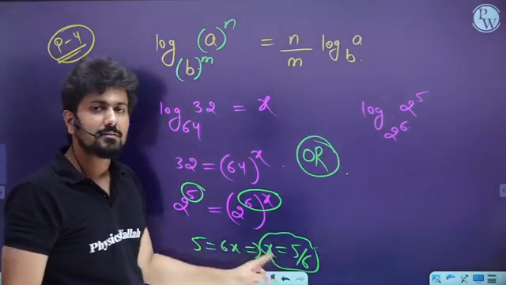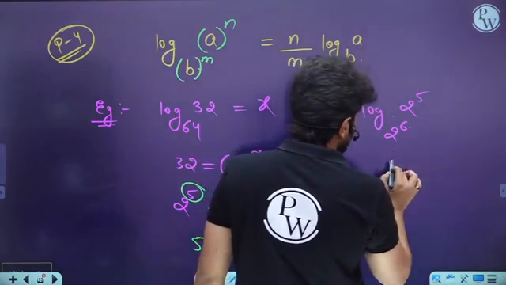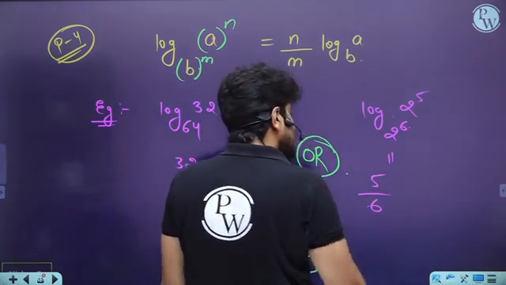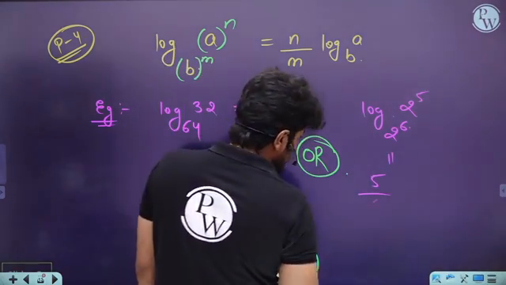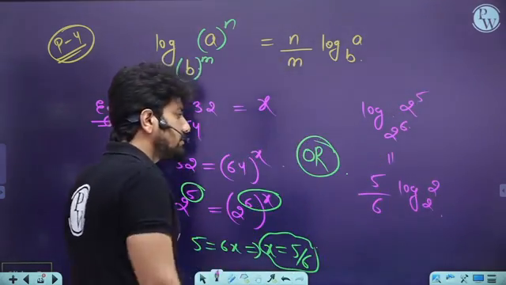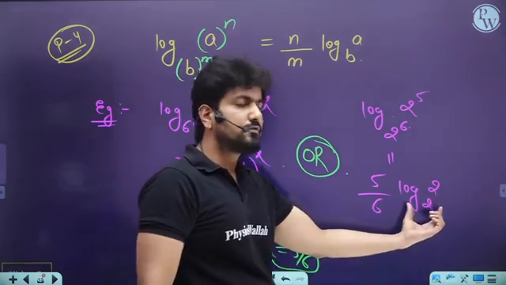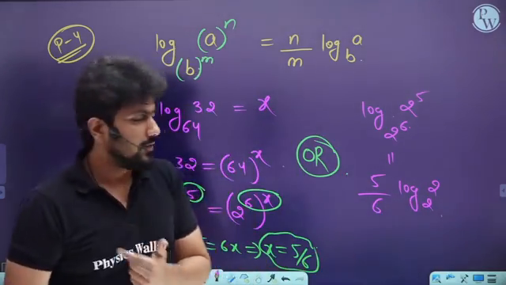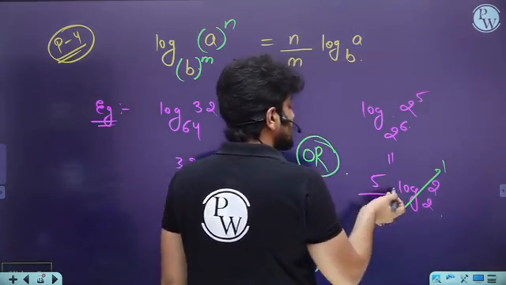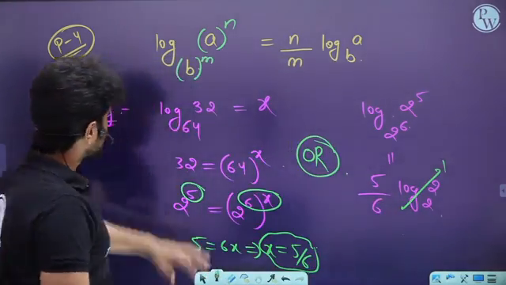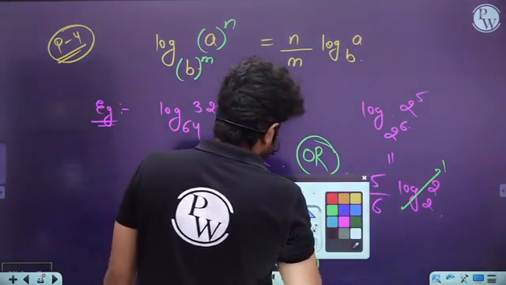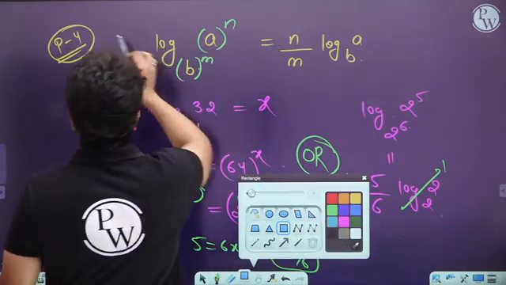Are you getting the same answer? 5 will go in the multiplication, and 6 will go as a reciprocal, so 6 will become 1 by 6. So this is 5 by 6 times log of 2 to the base 2. We have sent the powers outside. And what's the value of log of 2 to the base 2? That is 1. Log of a to the base a is 1. So this answer is equal to 5 by 6 only. So this property makes it very, very easy. Property makes things easy for you.